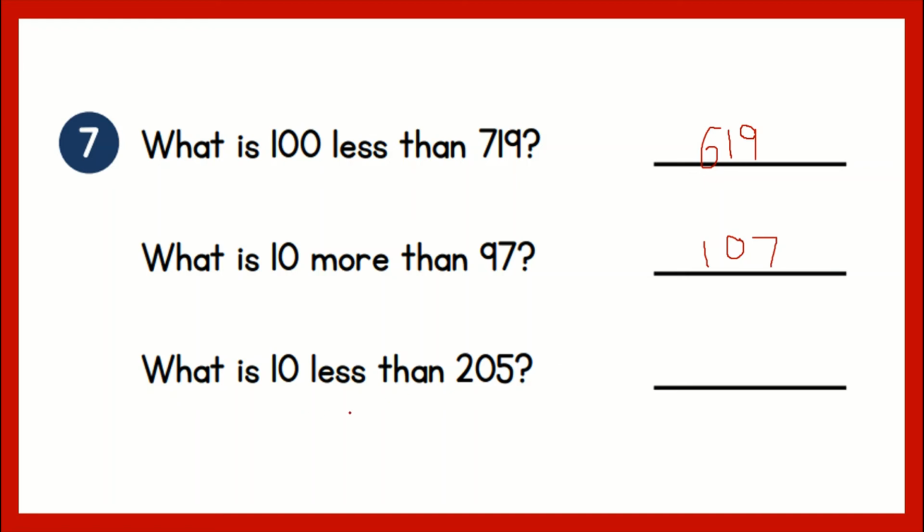What is 10 less than 205? So we need to look at the tens column and we're taking 1 off. Well, there's nothing in the tens column. So when we take 1 off, if we move on to the 20, if we take 1 off, that would be 19. So 195.